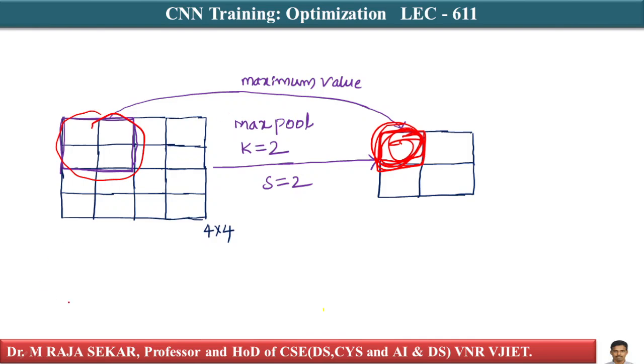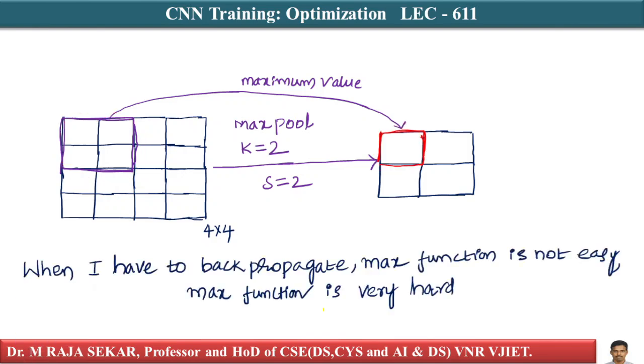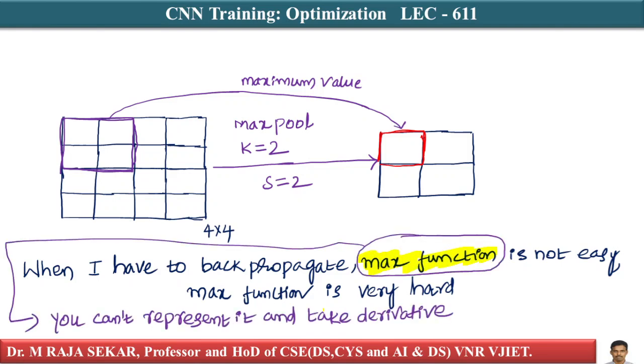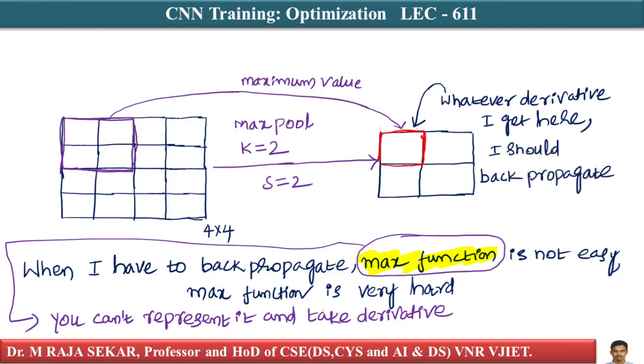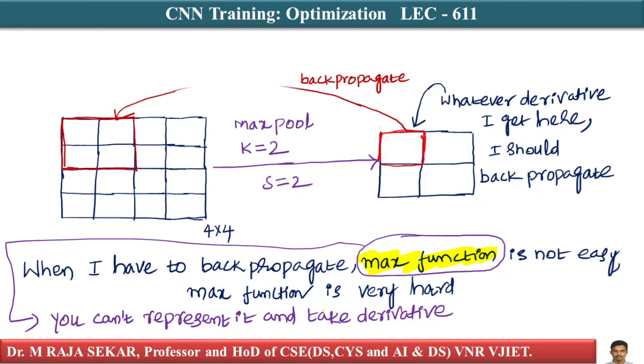When I have to back propagate, just try to understand back propagation. When I have to back propagate, the max function is not easy. The max function is very hard. Mathematically, it is complex. You can't represent it and take the derivative. So I need to somehow compute the derivative. Whatever derivative I get here, I should back propagate to these 4 cells, isn't it?